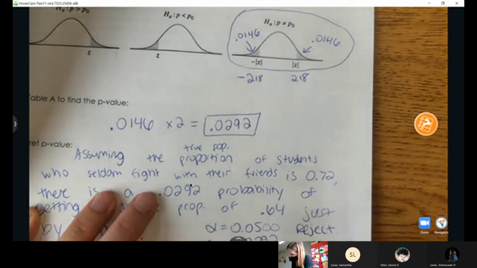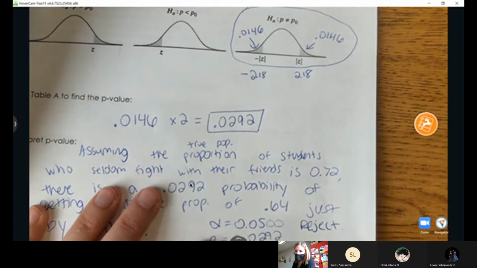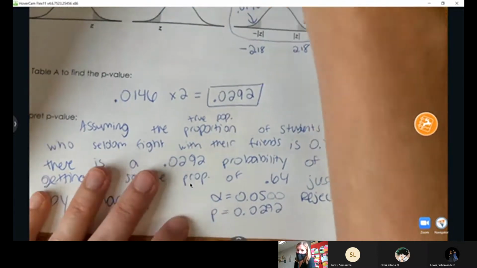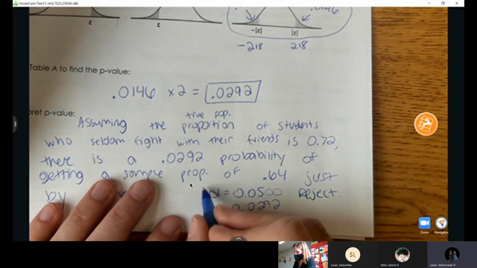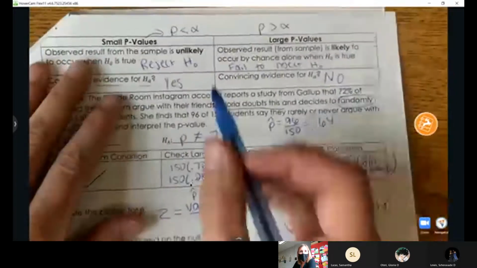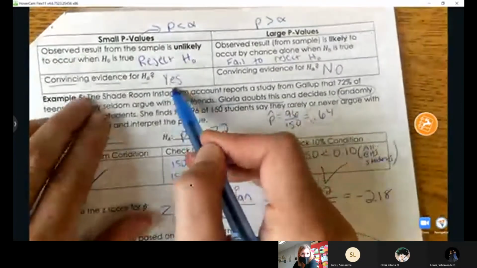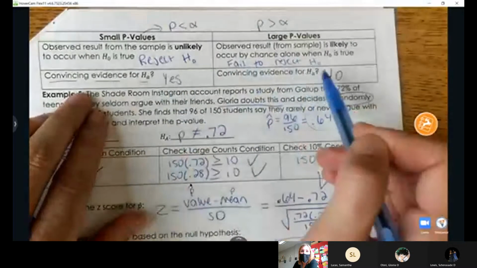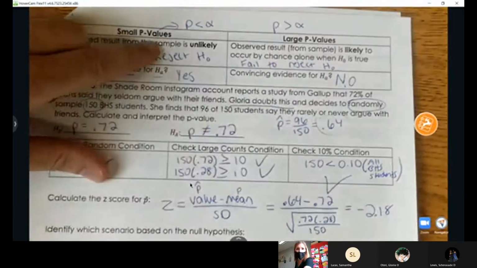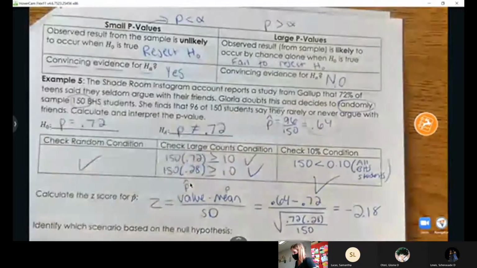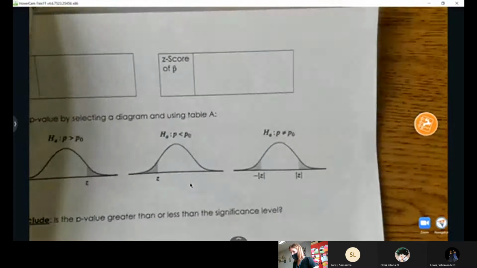So if we are rejecting, do we have convincing evidence for the alternative? Yes. So those two always go together. If we're rejecting, we have convincing evidence for the alternative. If we're failing to reject, we don't have convincing evidence. So your answer will always be yes if you reject and always be no if you fail to reject. All right, now let's try your own.